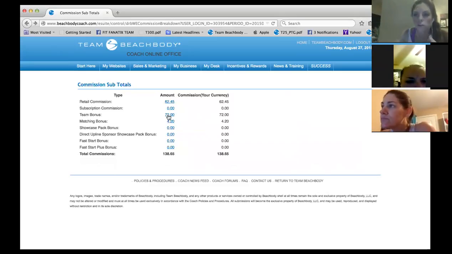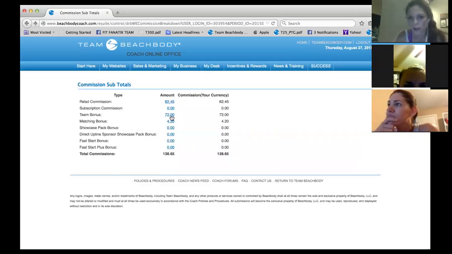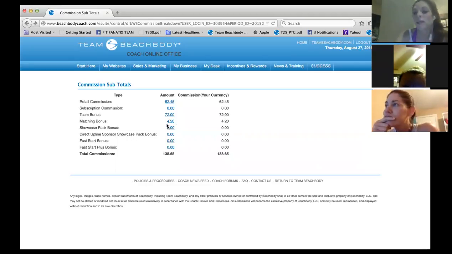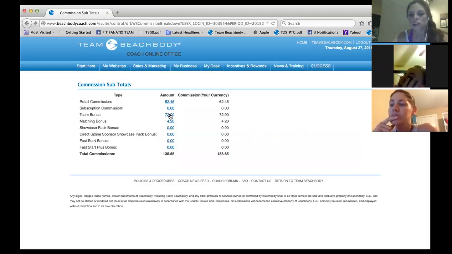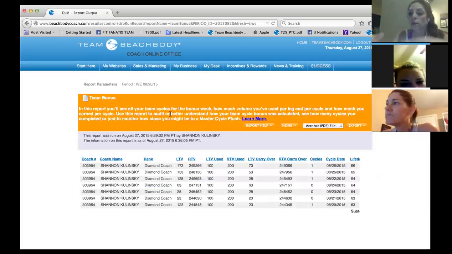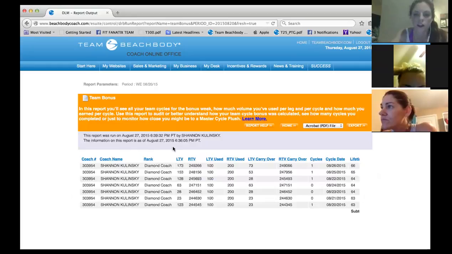So I'm making long-term income and I don't have to sell anything to make that team bonus and the matching bonus. Right now, most of the money I made is actually coming from my team versus me going out there and selling stuff myself. That's the importance of building a team so you can get this long-term residual income. This week isn't a big week for me, but the weeks where your business is booming is where my checks get higher and higher.